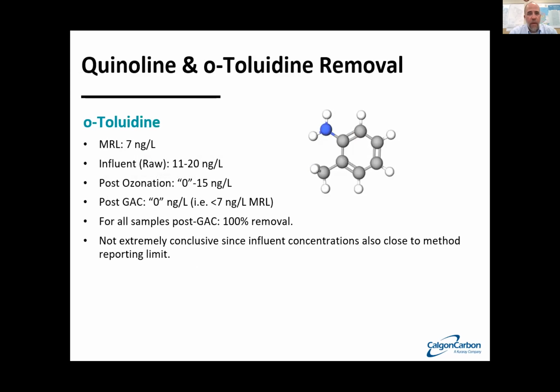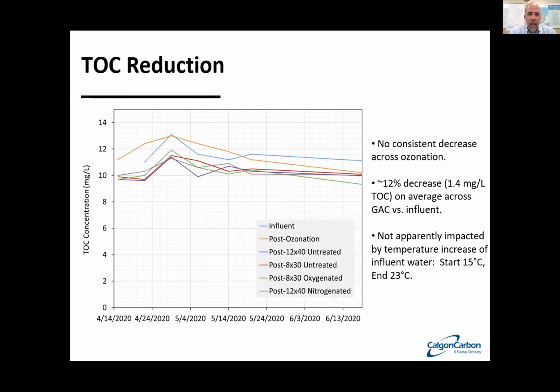And looking at orthotoluidine, again, 7 parts per trillion, 7 cowboy hats in the state of Texas. All the samples post-GAC showed 100% removal. So detection limit there is 7, influent 11 to 20, so you're looking at double that concentration, but still not terribly conclusive, but I'd argue that they're positive to say that there is consistent removal occurring.